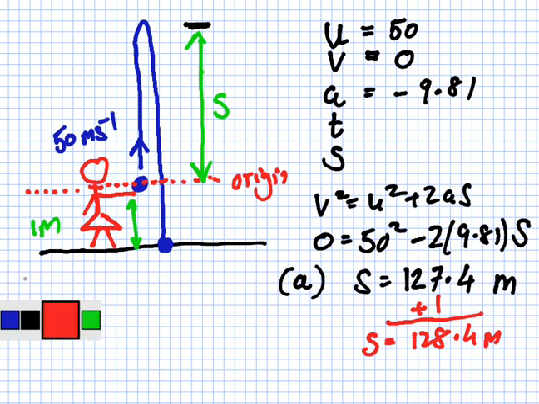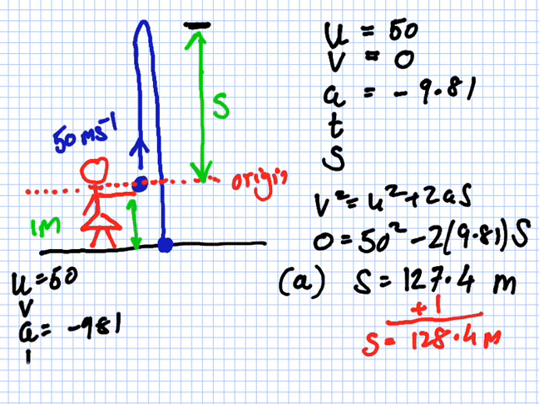What's the U? Well, that's still 50. What's the V? I don't know. What's the A? Minus 9.81. What's the T? Don't know, that's what I want. And what's the S? Minus 1. Because I want to know how long until the ball goes from here to here, 1 meter below where it started.